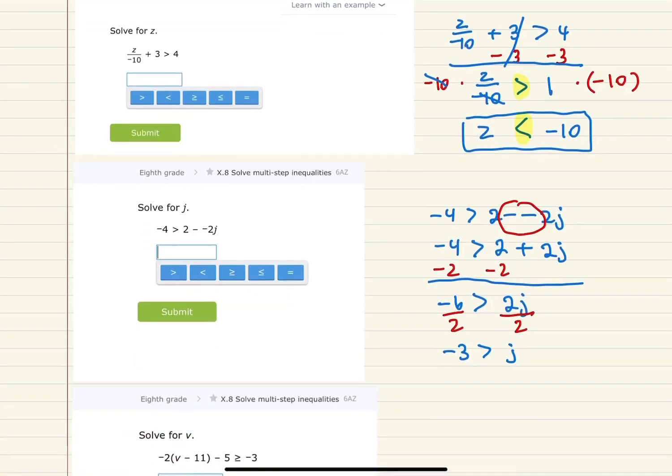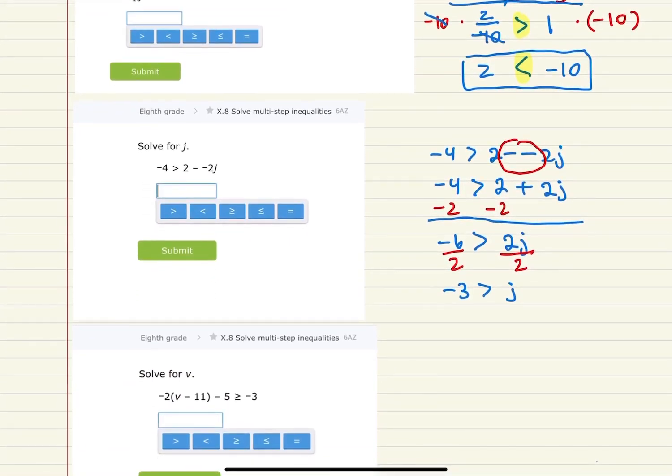And again, I like to have my variable on the left side, so I'm going to flip the entire inequality. I'm going to get j to the left side and negative 3 to the right side. And since I've reversed the inequality, I also have to reverse the sign. So the answer is j is less than negative 3.